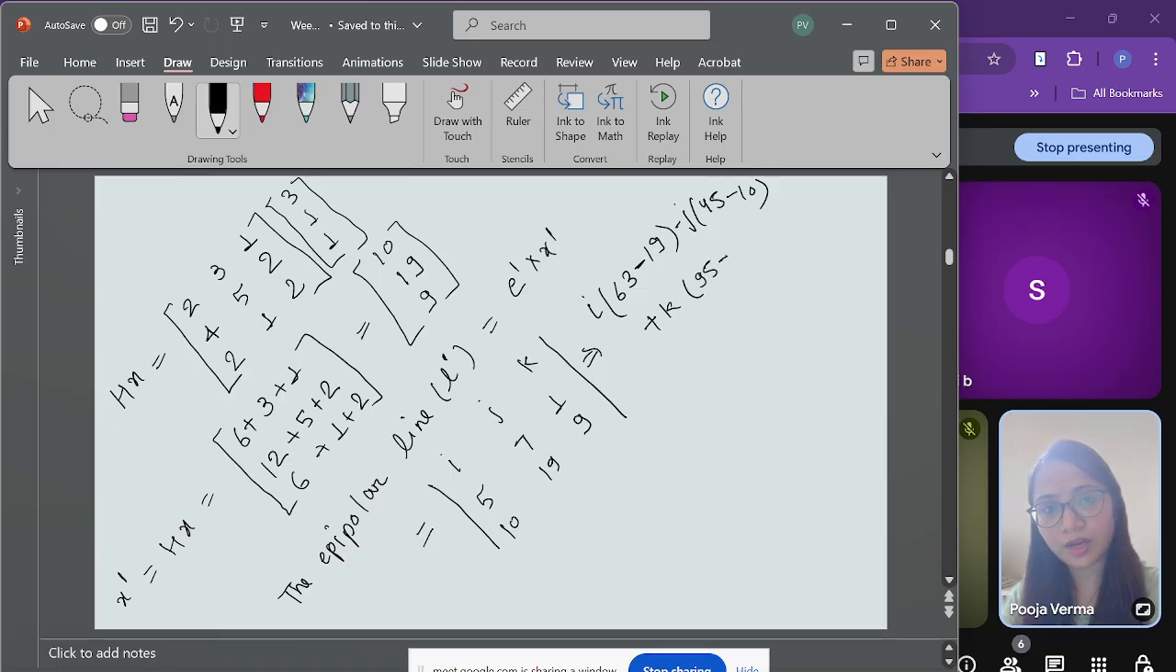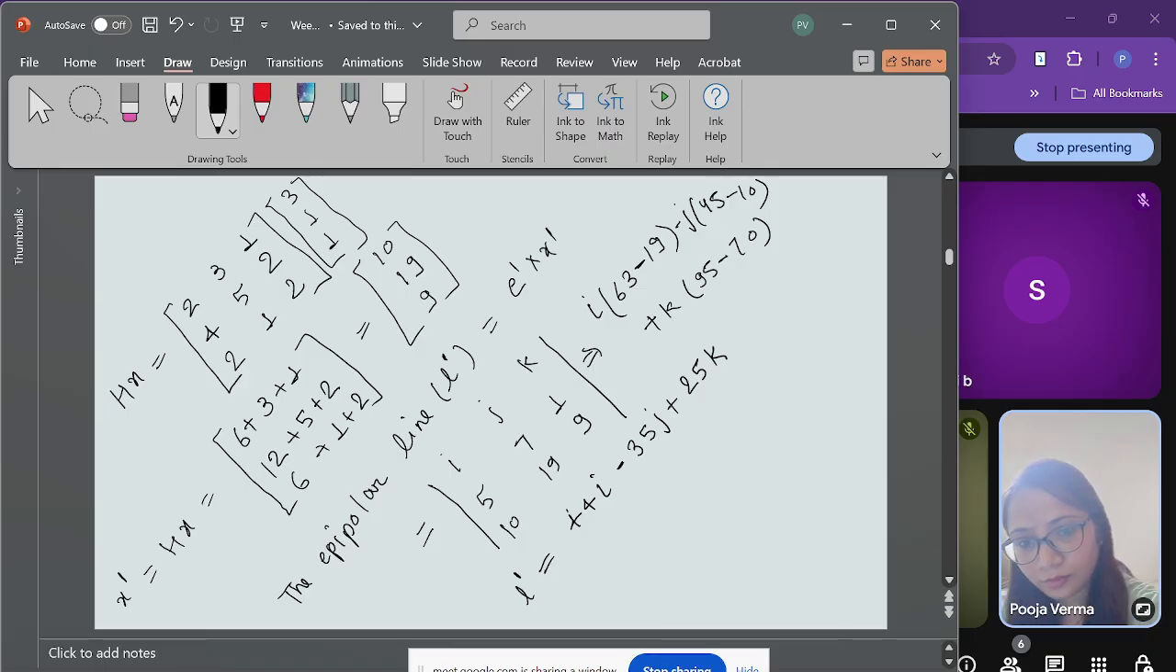95 minus 70, right? If you just subtract it, you will get 44i minus 35j, and here 25k, right? That is the epipolar line L dash. So we can represent it in a vector form, right? So if we represent it in a vector form, you will get 44, minus 35, 25.